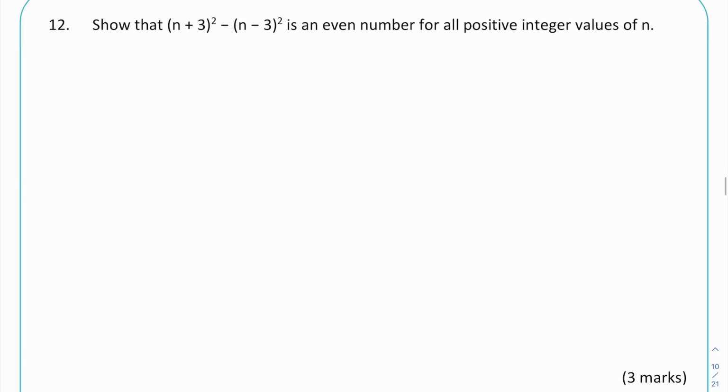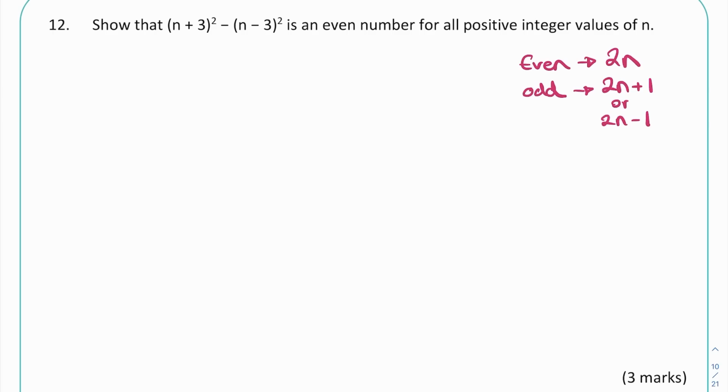Question 12, we have some algebraic proof. So it says, show here that n plus 3 squared, take away n minus 3 squared, is an even number for all positive integer values of n. Now quite often in proof questions, it will ask you to use positive even numbers or odd numbers. Now we have to know that for an even number, we would use 2n, and for an odd number, we would use either 2n plus 1 or 2n minus 1. I tend to go for 2n plus 1, but either one of those is fine.